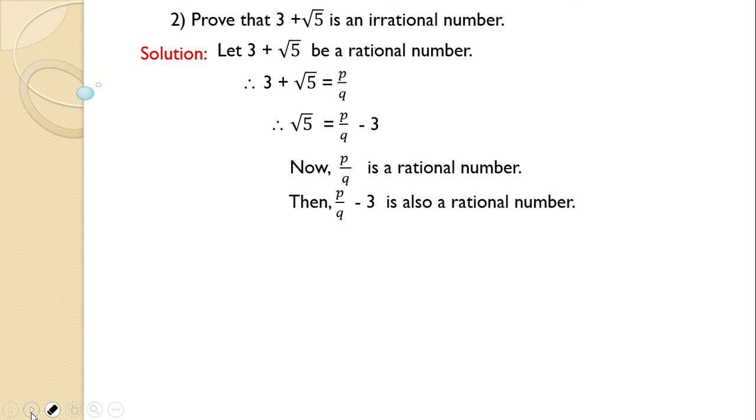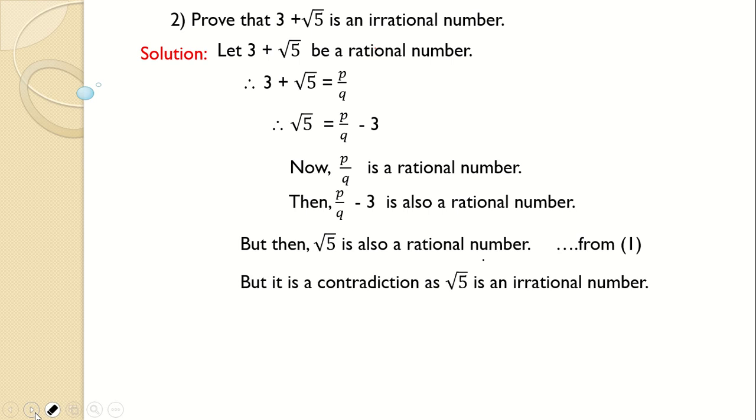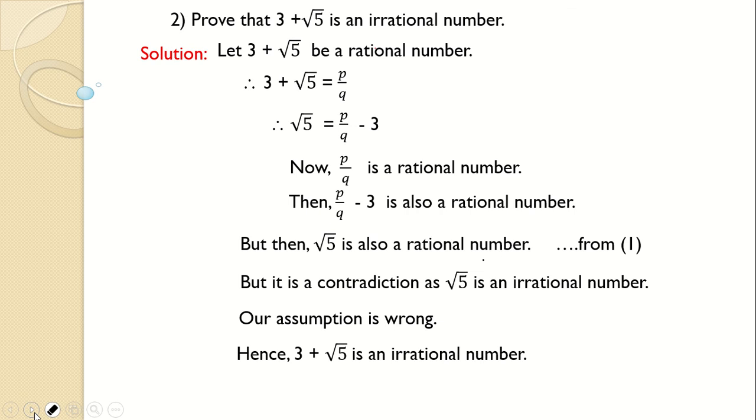Now p by q is a rational number, and then p by q minus 3 is also a rational number. So if you assume this to be rational, then root 5 also becomes a rational number. But it is a contradiction, as root 5 is an irrational number. Hence our assumption is wrong, and hence 3 plus root 5 is an irrational number. Similarly, they may give you 7 plus root 5 or 7 plus root 3, or any number they may change. The method remains the same to prove it.